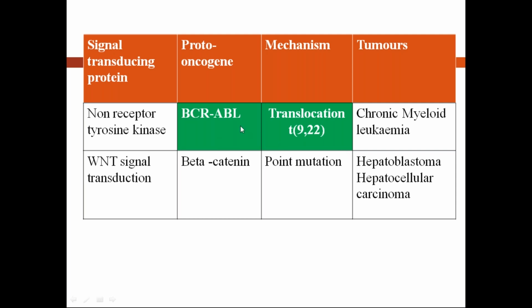But here you just remember this is the oncogene, the mutated version of the proto-oncogene. Here is the mechanism involved, and this is the protein which is in a continuously activated state in chronic myeloid leukemia. Next is beta catenin. This is the signal transducing protein involved, and the mechanism is point mutation. These are the two tumors of the liver, hepatoblastoma and hepatocellular carcinoma. You can just remember one of them.